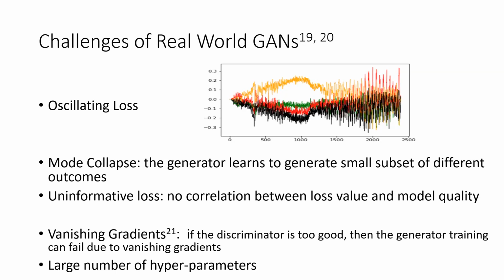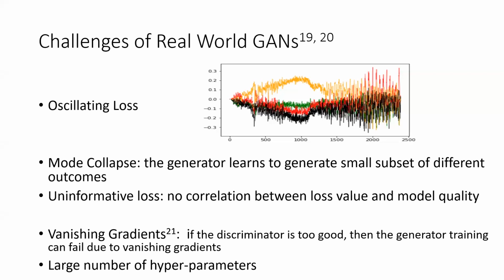The other thing that happens is mode collapse, where the generator learns to generate only a small set of very good outcomes, in which case the generalizability of the generator is not good. Another challenge is that the loss is quite uninformative. Seeing the loss decreasing up to some point doesn't really mean anything, as there is no correlation between the value of the loss and how good the model is. So just looking at the loss does not give us much information on whether we have trained enough.